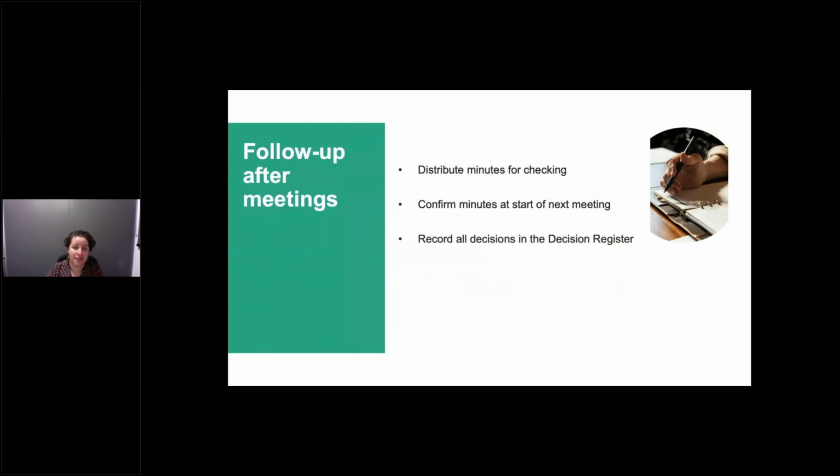Now, we talked about the decision register. They're going to plug all those main decisions into the decision register as well, as a secondary tool.